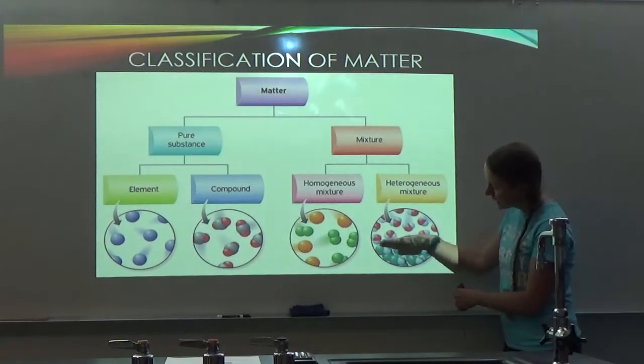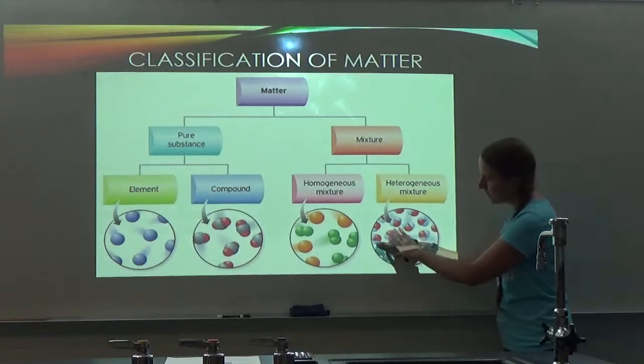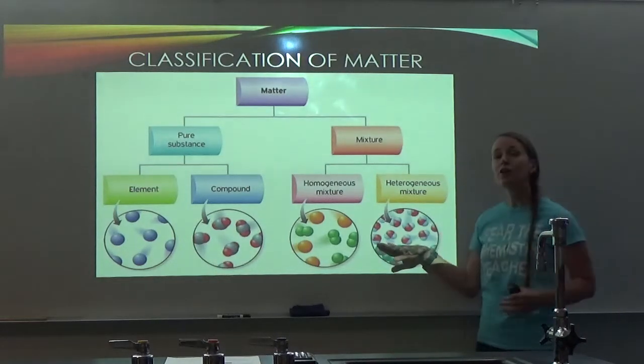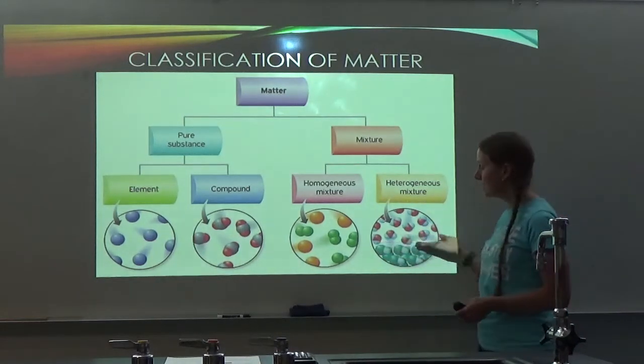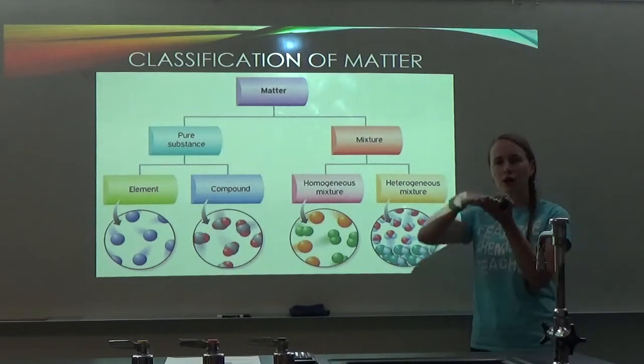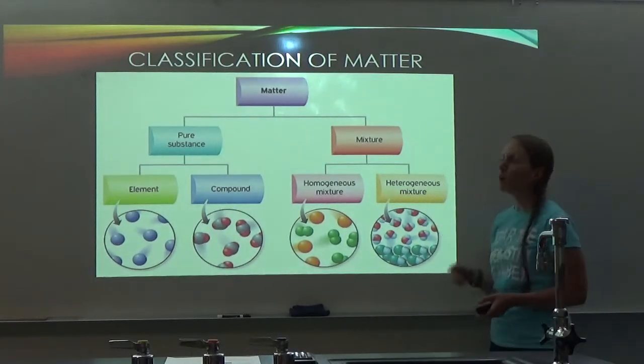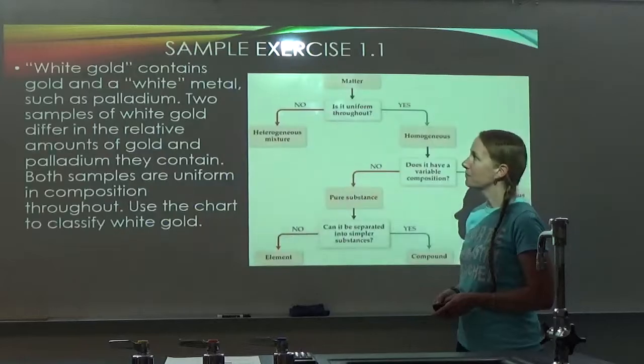Heterogeneous, you can see it's kind of layered. Here we have one type of particle, and here we have another. So if we were looking at this, we would be able to see the difference. Think about oil and water, how it separates into layers. That would be an example of heterogeneous.